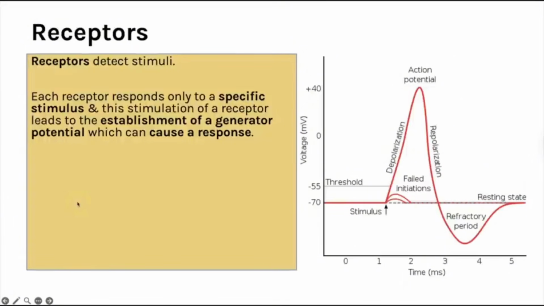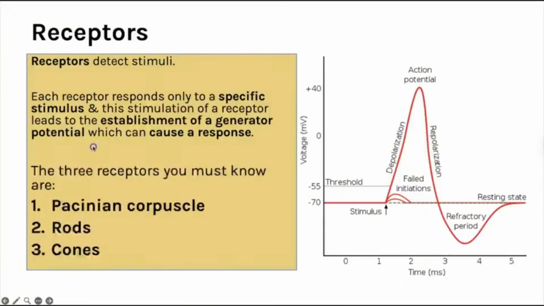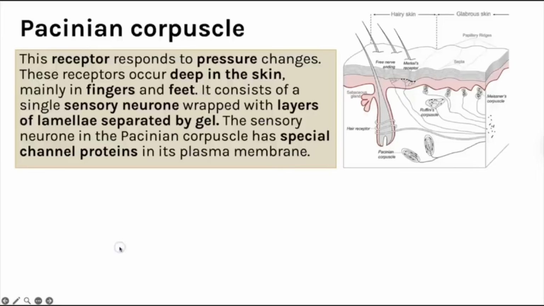Receptors detect a stimulus, as we've said, but there are specific receptors that you need to learn about. Each receptor responds to a different stimulus, and this stimulus of a receptor leads to the establishment of a generator potential, which can then cause a response. And we'll come to the idea of establishing a generator potential and an action potential shortly. So the 3 receptors that you need to know are the Pacinian corpuscle, rod cells and cone cells, both of which are in the retina in the eye.